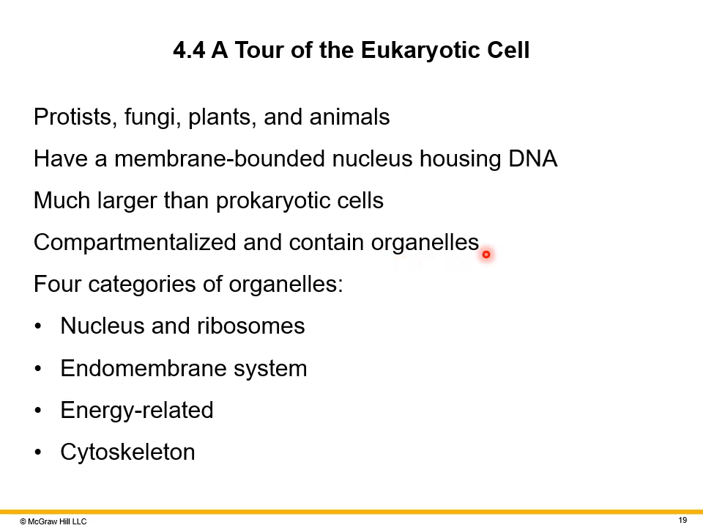There are 4 categories of organelles. We have the nucleus and ribosomes, the organelles of the endomembrane system, the organelles that are energy related, and the organelles that have something to do with the cytoskeleton.